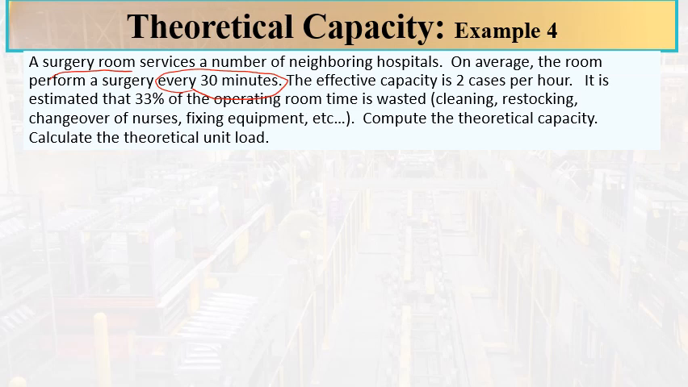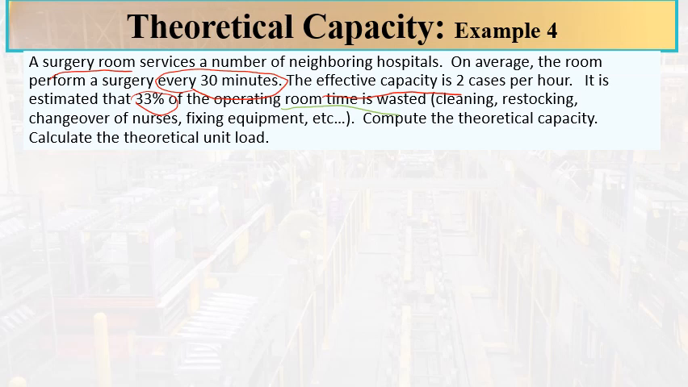So we're getting a load. Here is the unit load. The effective capacity is two cases, so they're giving us the effective capacity. We're looking at 33% CWF. It is estimated that 33% of the operating room is wasted. So CWF is the ratio of how much there is waste, and that's 33%. They're saying that waste is due to cleaning, restocking, changeover of nurses, fixing equipment, etc.